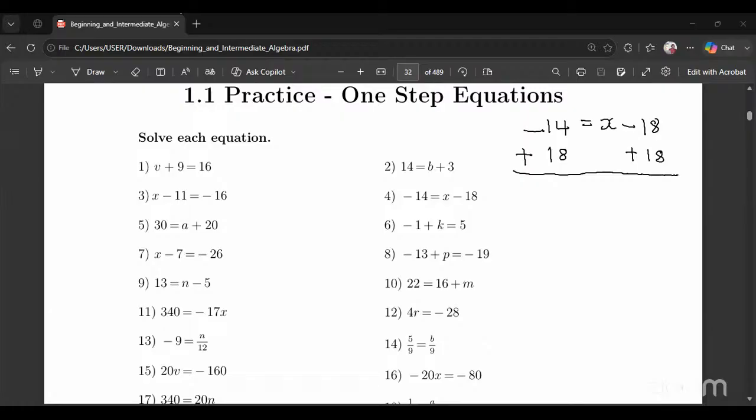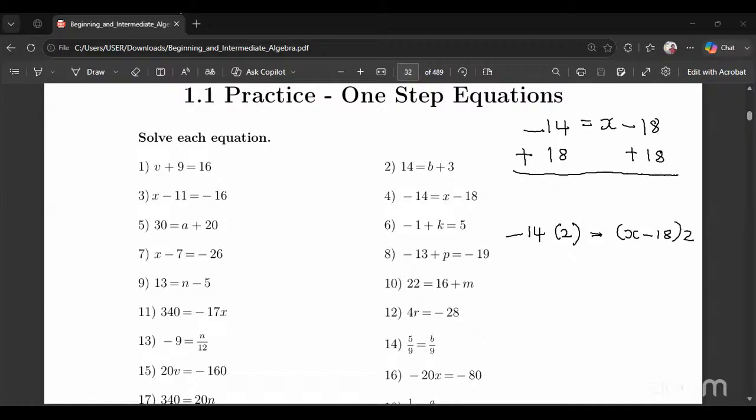For example, having negative 14 multiplied by 2 is still equal to all of this expression, x minus 18 multiplied by 2. And so having that understanding, you can do the same thing by adding the same value to both sides, or even subtracting the same value from both sides. So that's just what we are doing here. So back to the question we're solving.